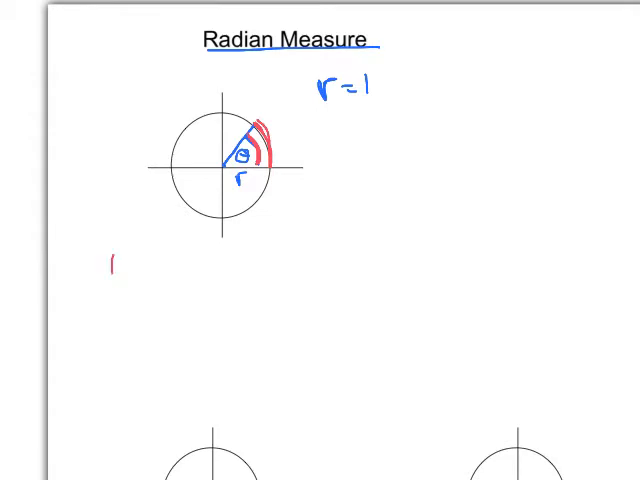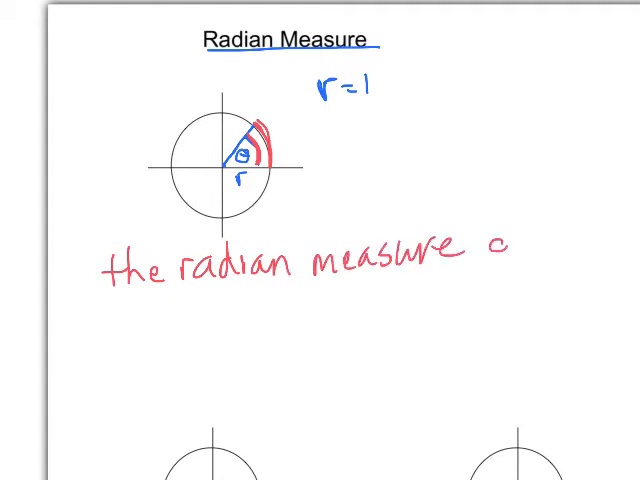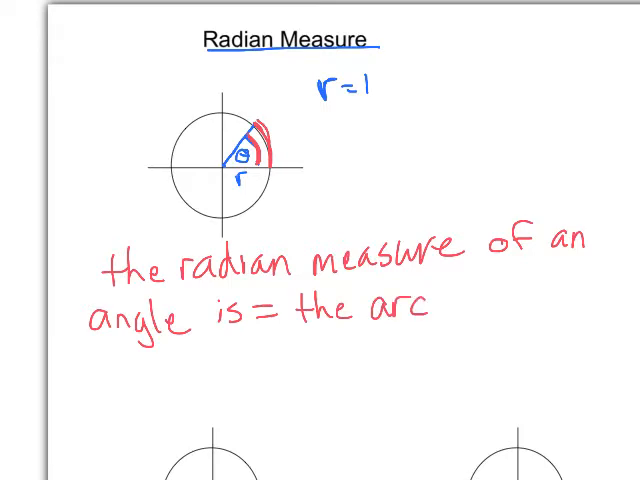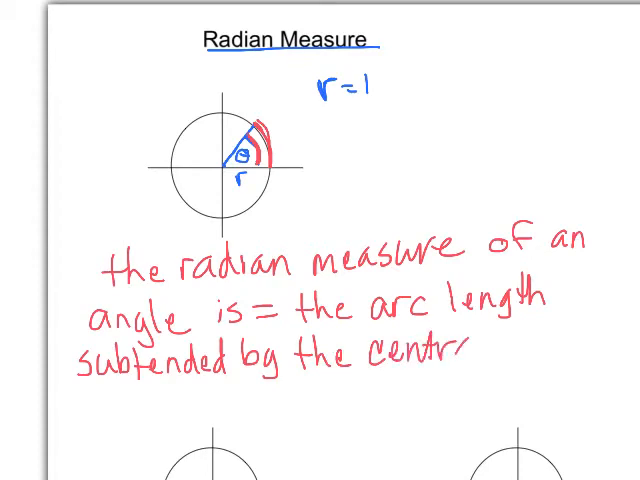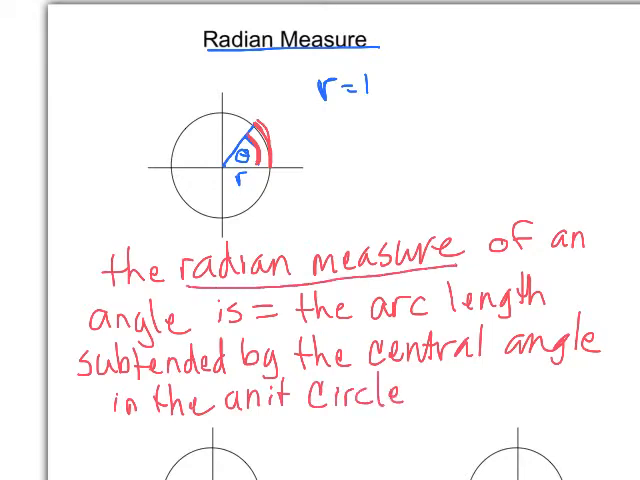So, the radian measure of an angle is equal to the arc length subtended by that angle. We know what subtended means. It means the arc that's created by the two endpoints of the angle, subtended by the central angle in the unit circle. The radian measure of an angle is equal to the arc length subtended by the central angle in the unit circle.